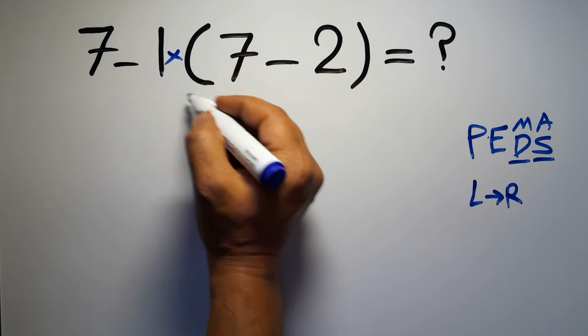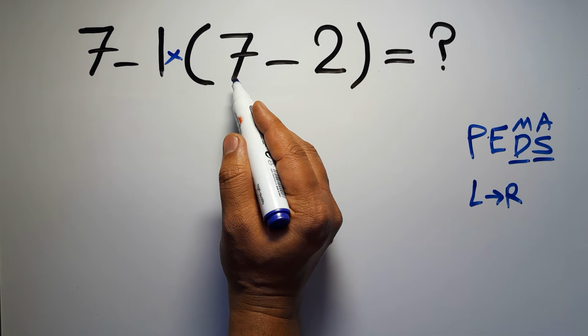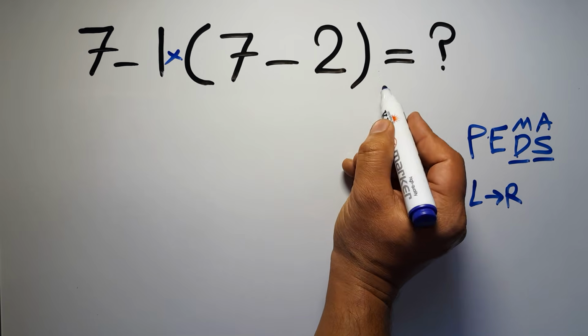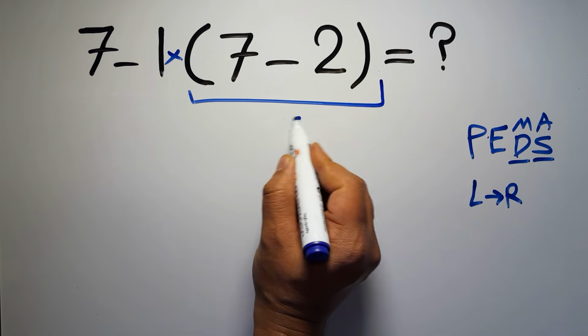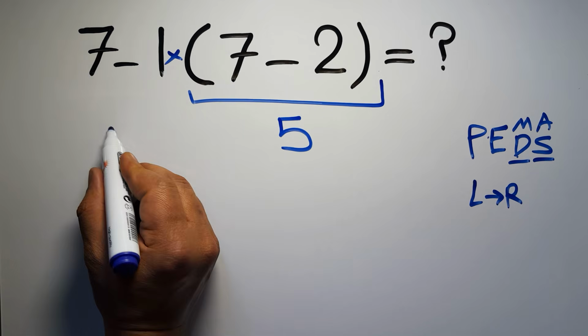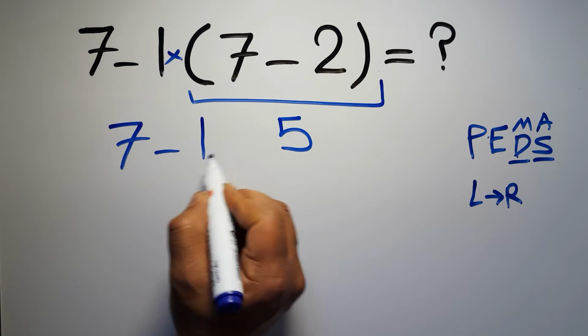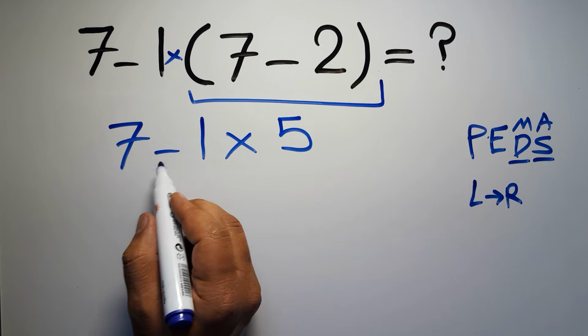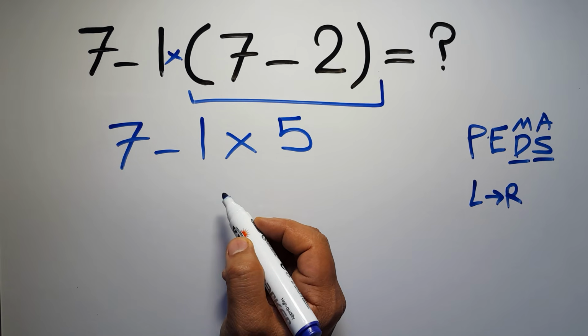So first we have to do this parenthesis. Inside this parenthesis we have 7 minus 2, which equals 5. So 7 minus 1 times 5. Now we have one subtraction and one multiplication.